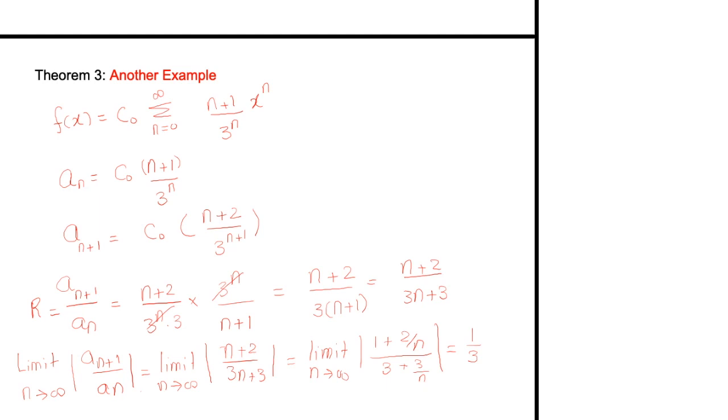Now the radius of convergence, that is 1 over r, will become 3. So this series is convergent if x lies between -3 and 3. So the series is convergent. You can now check for n minus 1 factorial.